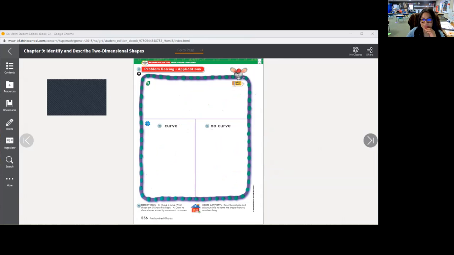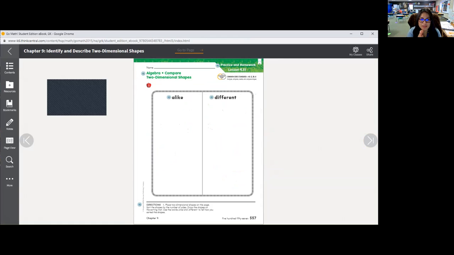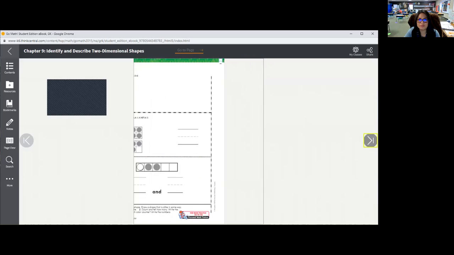Let's see what we have next. Right here, you're going to place two-dimensional shapes on the page. You're going to draw the shapes on the sorting mat and write down what is alike and what is different. You'll use the words alike and different when you're telling somebody about these shapes. It doesn't matter which one. You can do the no curve or the curve, or the ones that have 4 sides and 4 vertex and the ones that are different. So that's your homework for that.